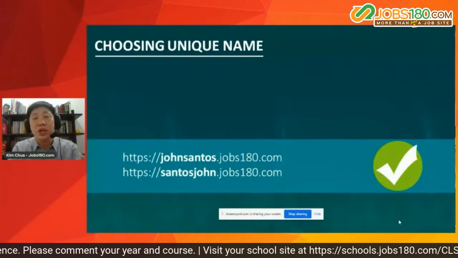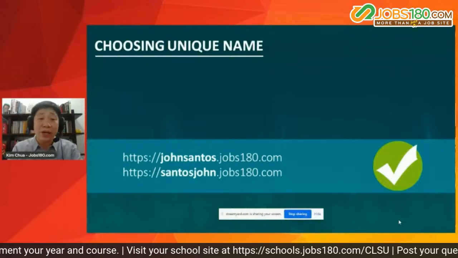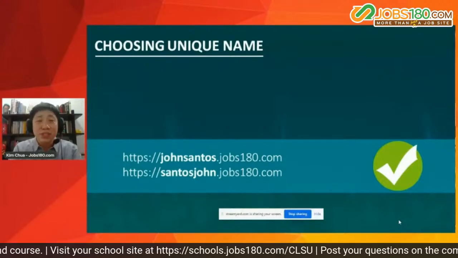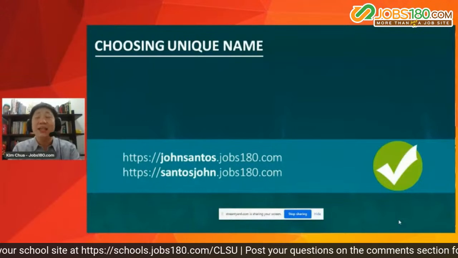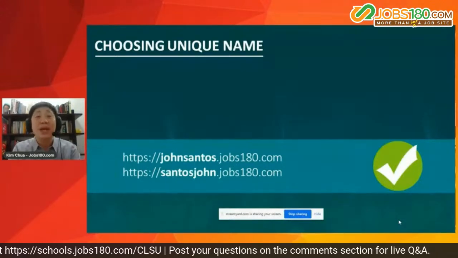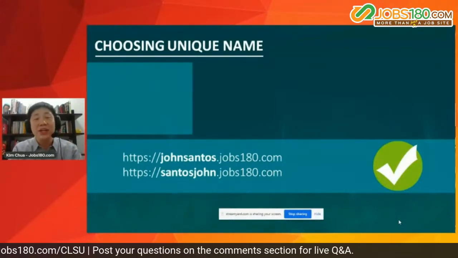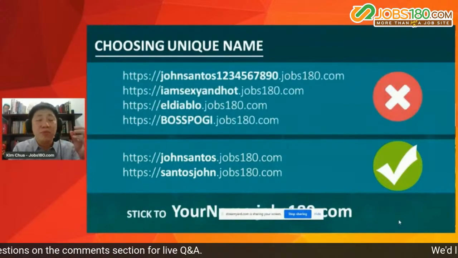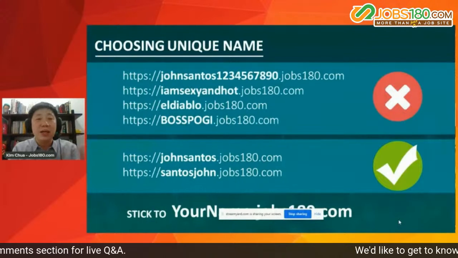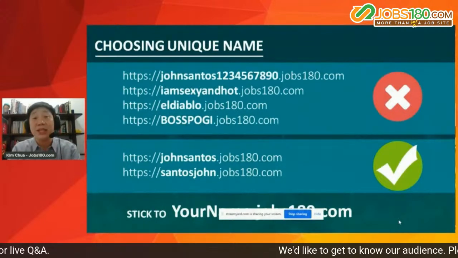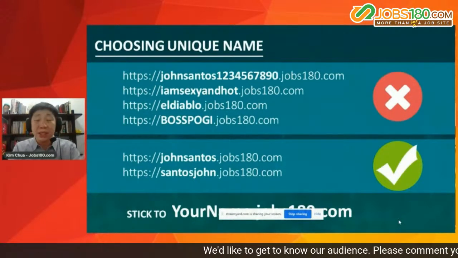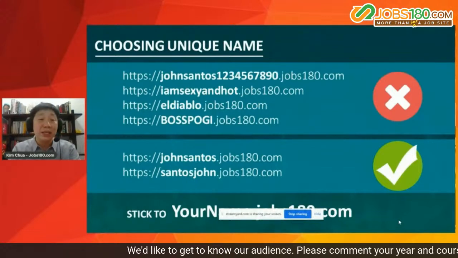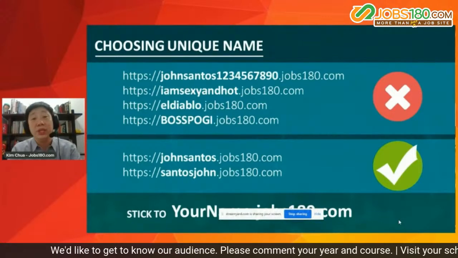Gawin mo santosjohn.jobs180.com o kaya J Santos o kaya Santos J o kaya JS o kaya SJ. Depende kung ano gusto mo gawin. Basta importante, wala kang kapangalan. Okay, wala kang kapareho. Now, when you do this, huwag kayong OA. Do not create yung mga ganong klaseng over creative na mga resume link because it doesn't look professional. Imagine submitting to a company with your resume link that says eljablo.jobs180.com.